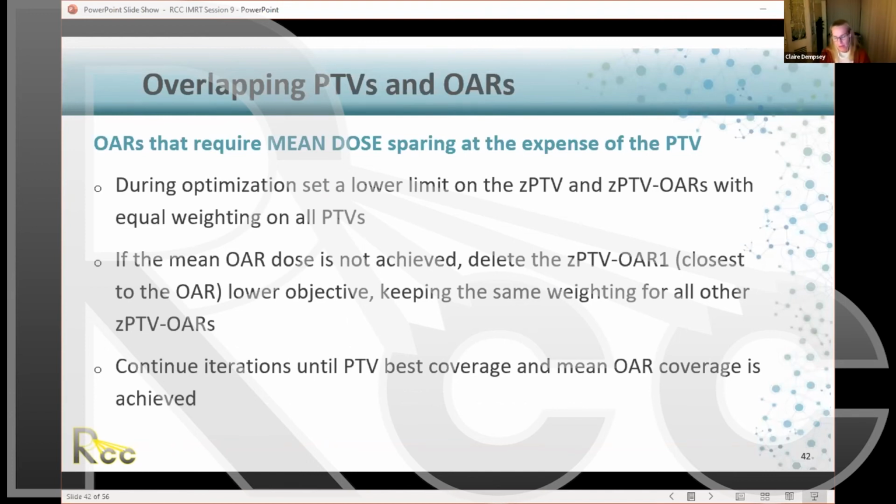And so if the mean organ at risk dose isn't achieved in your plan, then you would delete the first shell, so the one closest to the organ at risk, and then keep the same weight for the other organs at risk and try and re-optimize again. So by removing that inner shell, because that inner shell is basically not working at this point, you then increase the focus on those shells further out, and you continue to do that until you get a compromise between your PTV coverage and the mean organ at risk coverage for that particular organ that sits inside the PTV.